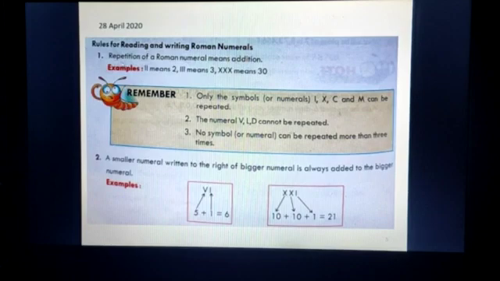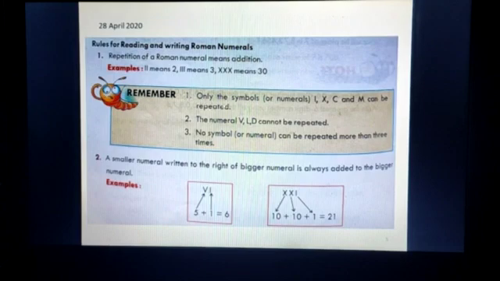The first rule says, repetition of a Roman numeral means addition. Examples. I repeated 2 times will give you 2. I repeated 3 times is 3. X repeated 3 times means 30. That means they are added here. So when it is repeated, the addition is conducted.